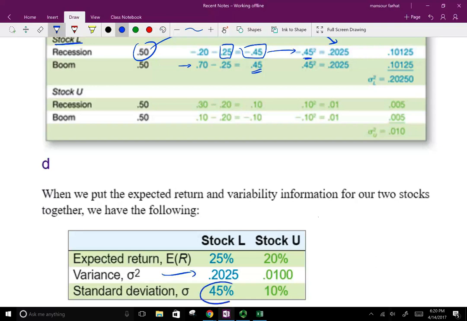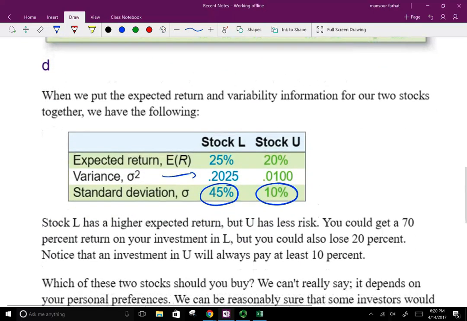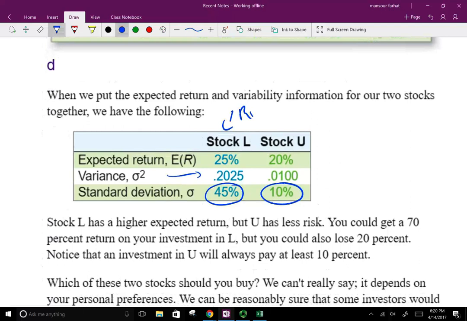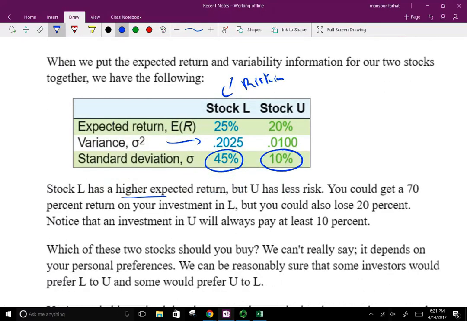If you take the square root of the variance, it's going to give you a standard deviation for stock L of 45% and a standard deviation for stock Q of 10%. Again, back to interpreting a standard deviation. What does that mean? It means stock L is riskier than stock Q. Stock L has a higher expected return, but stock Q has less risk.